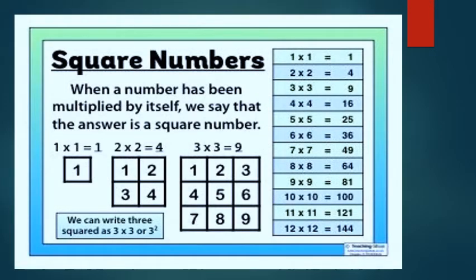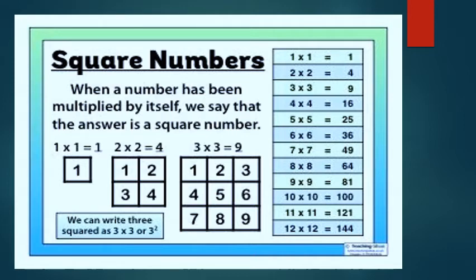The next concept we are looking at is that of square numbers. So what is a square number? A square number is a number that you get when you multiply a number by itself. So when a number has been multiplied by itself, we say that their answer is a square number.